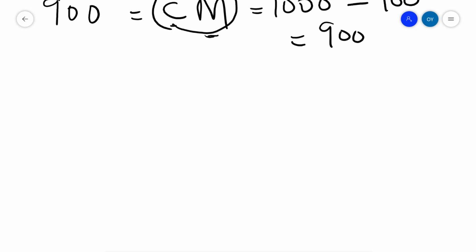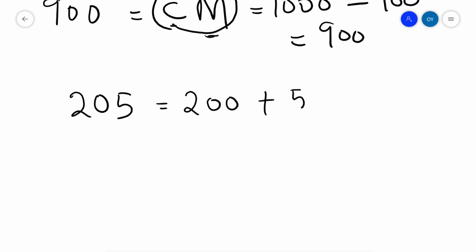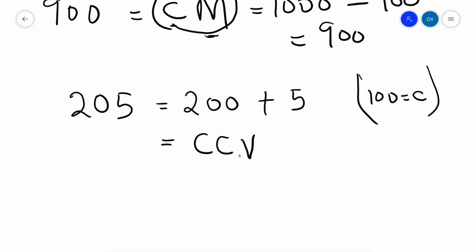For instance, let's give an example. You're told to write 205 in Roman numerals. 205 can be written in the expanded form as 200 plus 5. And what is 200? 200 is 100 plus 100. And remember that 100 is C. So 200 would be CC and 5 is V. So 205 in the Roman numerals is CCV.